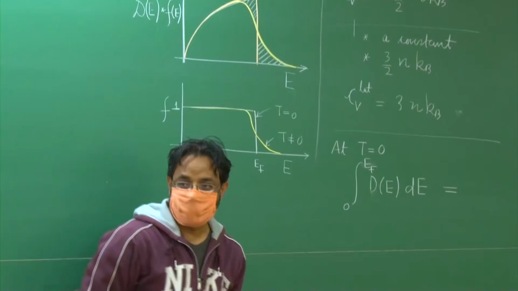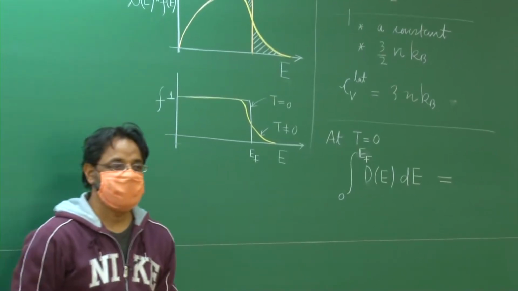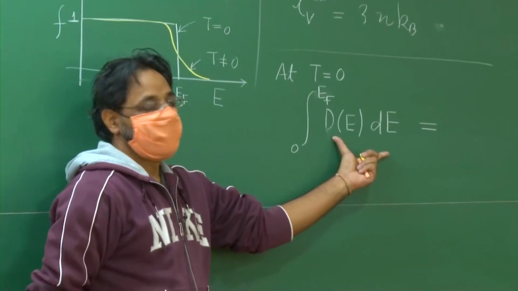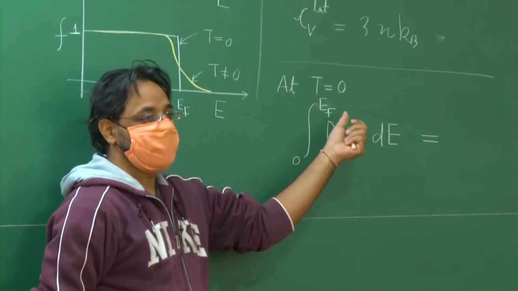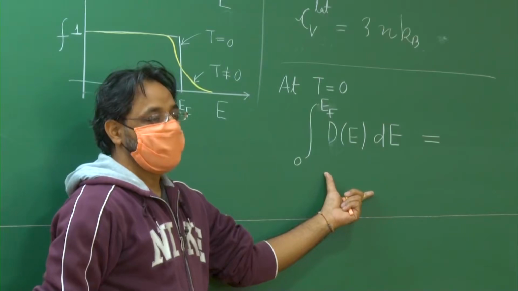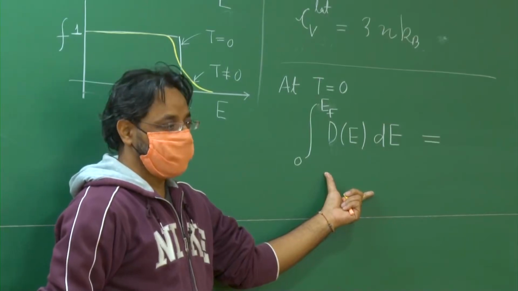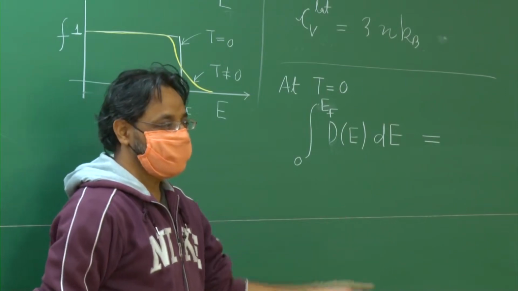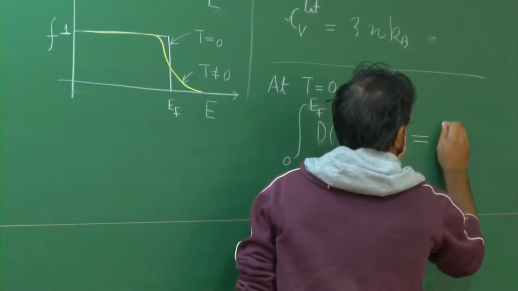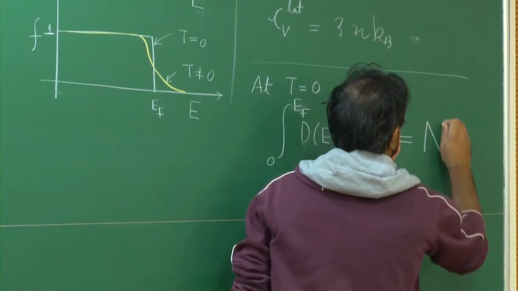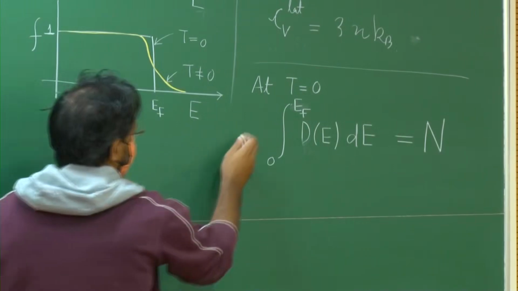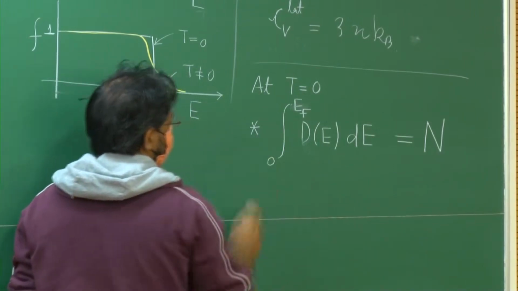It will be the total number of quantum states, isn't it? Because D(E) dE gives you the number of states in the shell. And when you integrate it from 0 to EF, that gives you the total number of states. And the total number of states is the same as the total number of electrons, because each electron takes one state, right? So therefore, this is equal to n. So this is identity number 1.